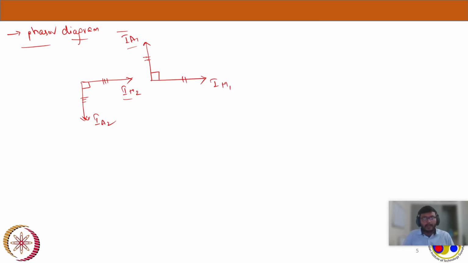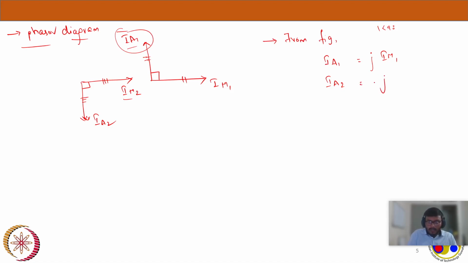From the phasor diagram, we can say my IA1 current is nothing but 90 degrees displaced from IM1. So j, we all know, is 1 at an angle of 90. So IA1 is nothing but j IM1. That's clear from the diagram. Similarly, IA2 is at negative j from IM2.